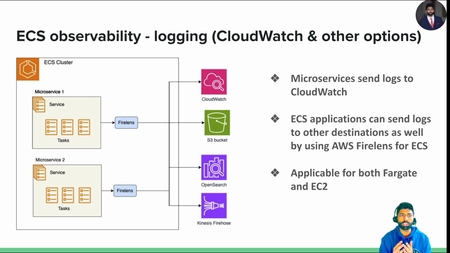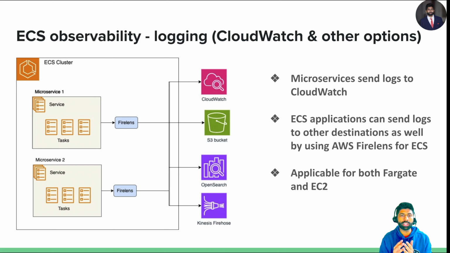Now let's talk about logging in ECS. In general, in AWS, the standard service for logging is Amazon CloudWatch. Amazon CloudWatch monitors your AWS resources and the applications which you run on AWS in real time. So let's understand from this diagram up on the screen. We have a couple of microservices running inside the ECS cluster. These microservices are implemented by services in ECS. One service in ECS can contain multiple tasks or instances of a task.